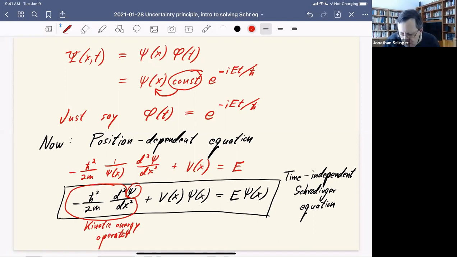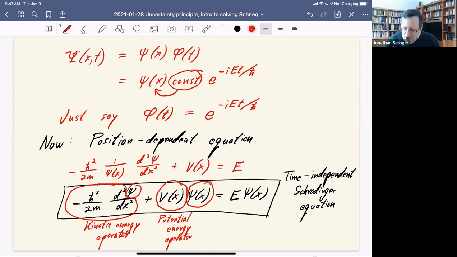Okay? Now, let's look at the second term here. V of x is the potential energy. If we wanted to be fancy, we could say it's the potential energy operator because it's just multiplying psi. It operates on psi by multiplying psi. And the V of x is what you would stick into the integral sandwich to get the average potential energy.